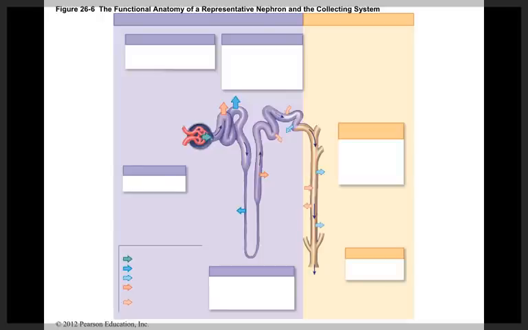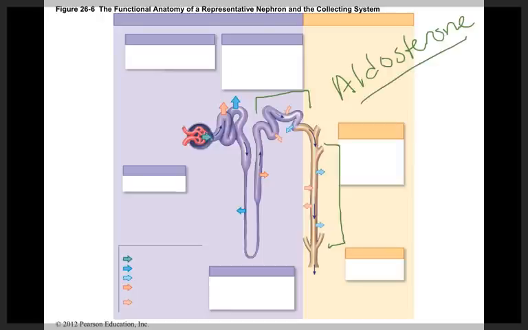Finally, then, this tubular fluid moves from the distal convoluted tubule into the collecting duct. In both the distal convoluted tubule and the collecting duct, they are both sensitive to a hormone called aldosterone. And aldosterone will bind to receptors on both the distal convoluted tubule and the collecting duct's membrane and will open up gates to allow for the reabsorption of sodium back into the body. And we all know what happens once sodium gets reabsorbed back into the body. Because of the concentration difference in solutes, water is sure to follow.